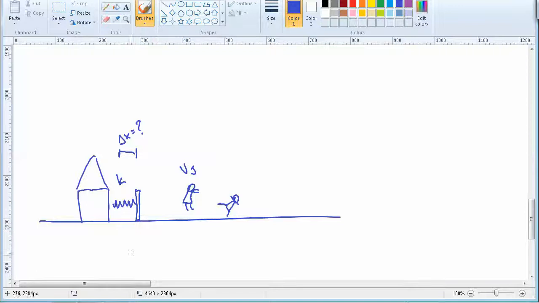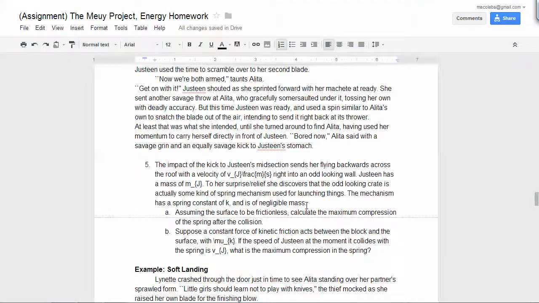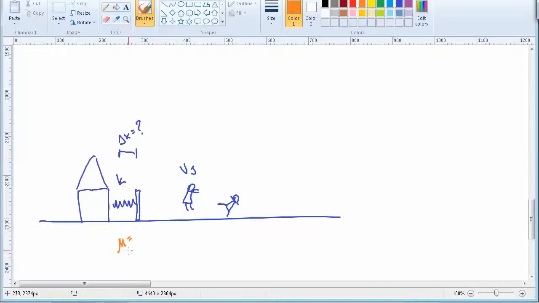The second part of it, part B, let's do that in orange or something like that, and this is without friction. The first part was without friction. The second part is with friction. If there's friction of mu k, then my question for you is, what is the new delta x? And I got a question. Do you think delta x is going to be bigger or smaller than the first scenario? The first scenario was without friction. Probably going to be smaller.